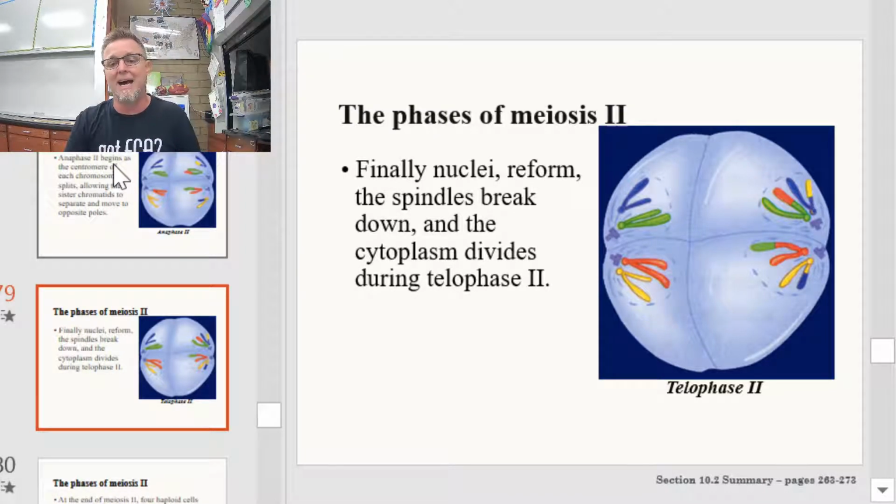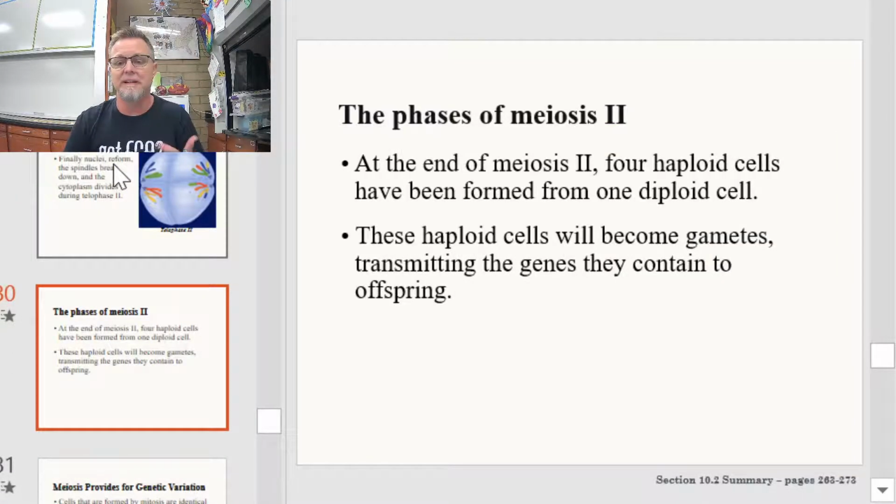Each of those cells now has 23 chromosomes or 23 sister chromatids, depending on how you want to look at it. Those cells will still have to go through a maturation process in order for them to be a functional gamete, but dude, this is how gametes are formed. So these are our sex cells. So at the end, right, of meiosis II, we have 4 haploid cells that are formed from 1 diploid cell, and those haploid cells will become gametes that transmit our genes to our offspring, 1 generation to the next. Any sexually reproducing organism does this.